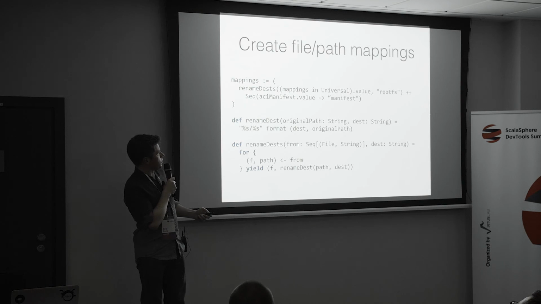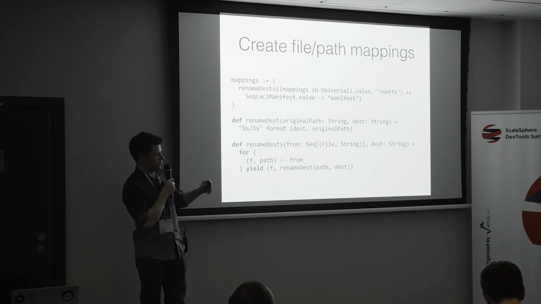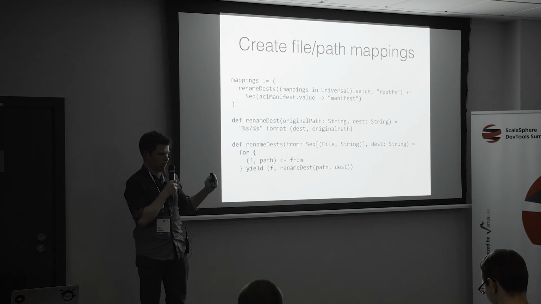So then we need to create the file and path mappings for our new format. So mappings, all of these are going to be scoped in this ACI config. So when we modify mappings here, we're going to be modifying mappings in the ACI configuration. First of all, we will want to take all the mappings in universal. The universal mappings are the kind of universal description of how to map a file to a path.